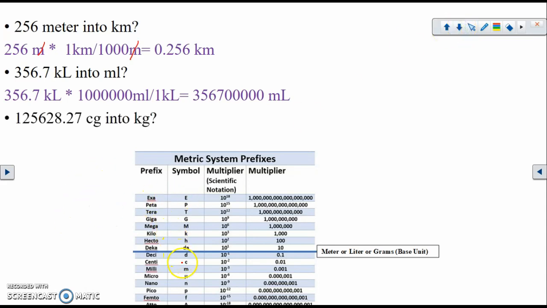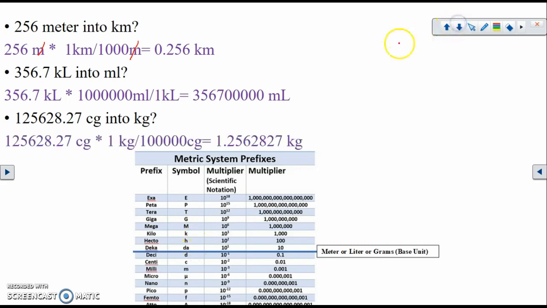Centigrams into kilograms. So here's centi, here's kilo. So count steps: 1, 2, 3, 4, 5. A 5-fold difference, divided by 5 zeros, 1 followed by 5 zeros, and that's actually how you get those numbers. So be familiar with converting between English to metric, English to English, and within the metric system.